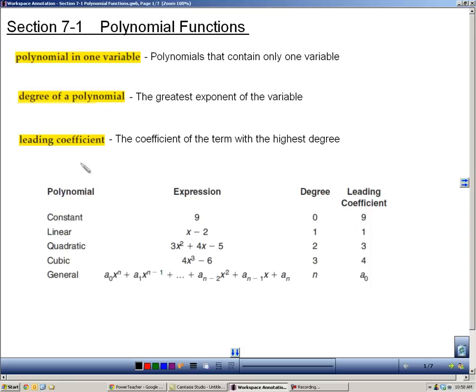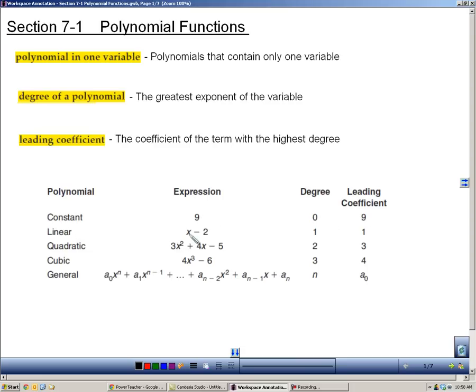And then a leading coefficient is the coefficient of the term with the highest degree. So whichever term goes first in descending order, the number that comes in front of that variable is called the leading coefficient. Here we have a table that lists many kinds of polynomials and some information about them. If you have just a number by itself, that's called a constant. The degree of this is 0 because there is no variable, and the leading coefficient is 9.